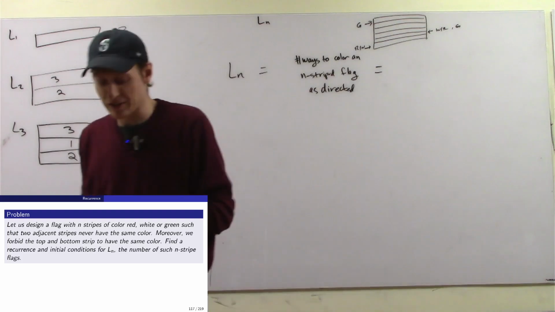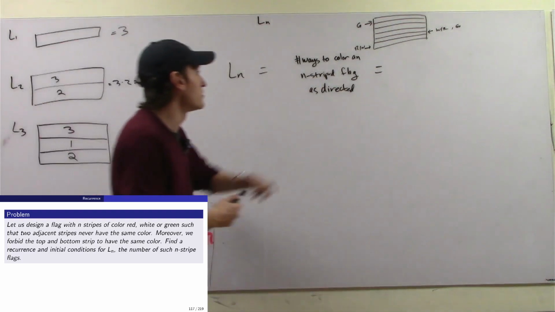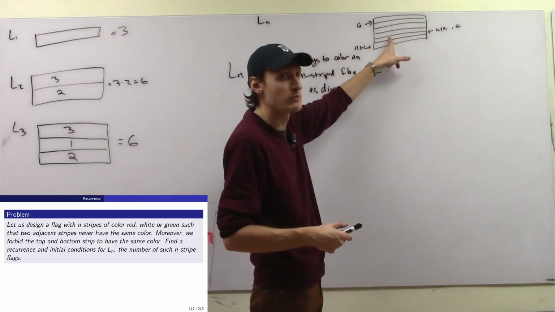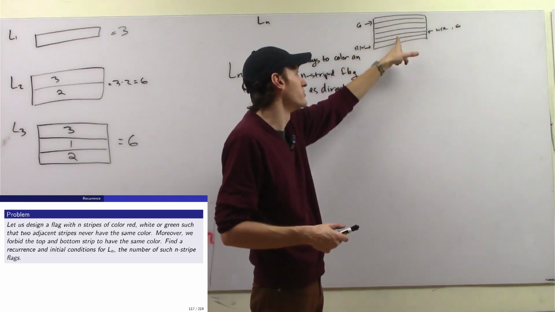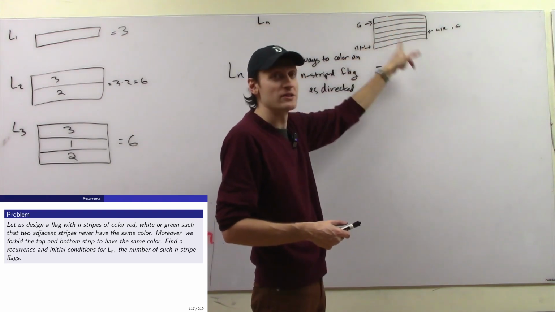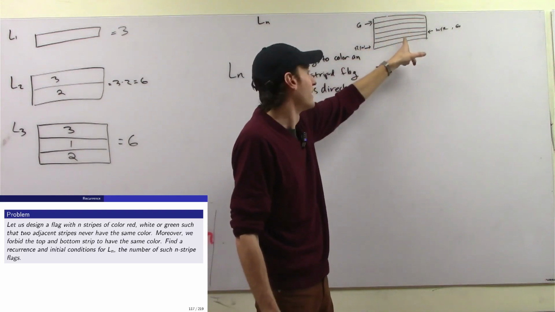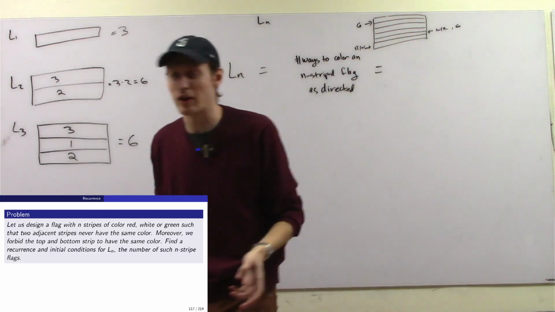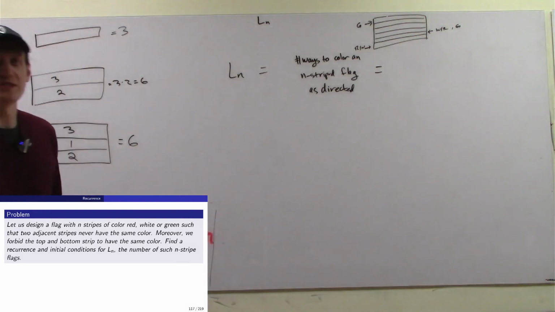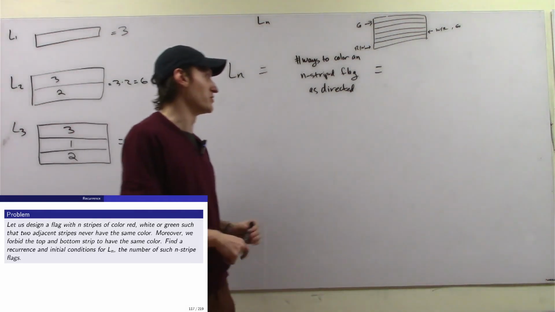So the question I'm asking is, one case is where the top is green and then the second from the bottom is green, or maybe the top is red, second from the bottom is red, top is white, second from the bottom is white. The other case is where the top is one color and the second from the bottom is a different color. And this might seem like a weird way to break this count down, but it ends up being sort of what we want to do in this problem.